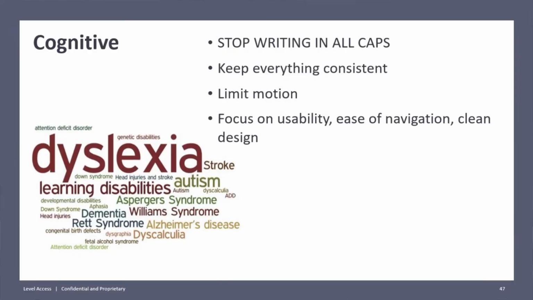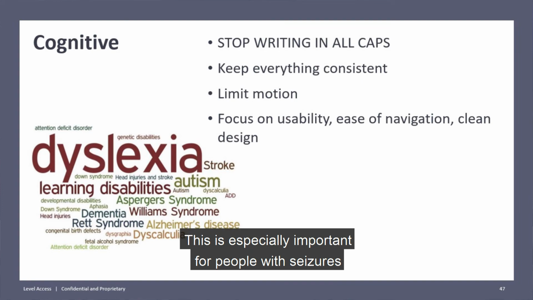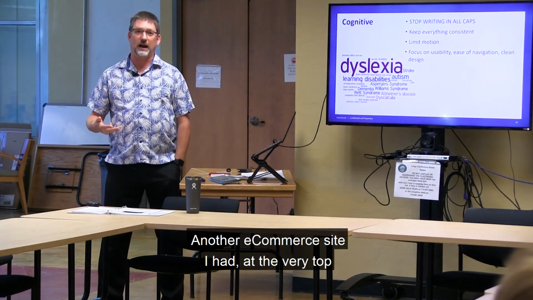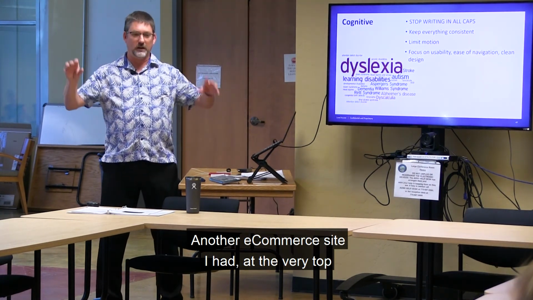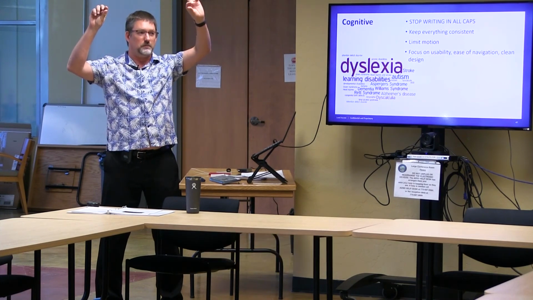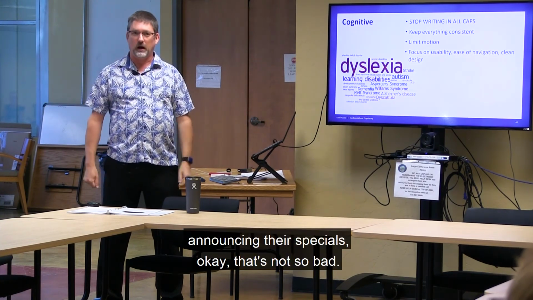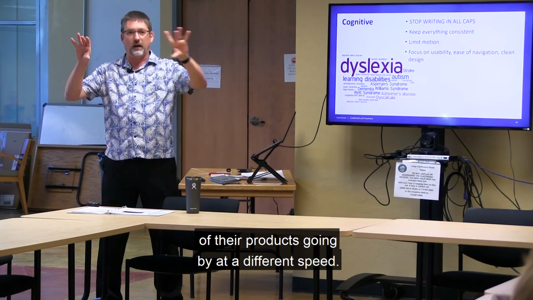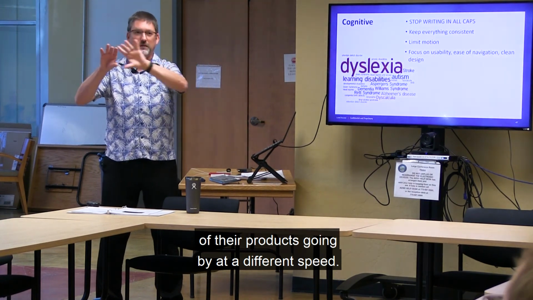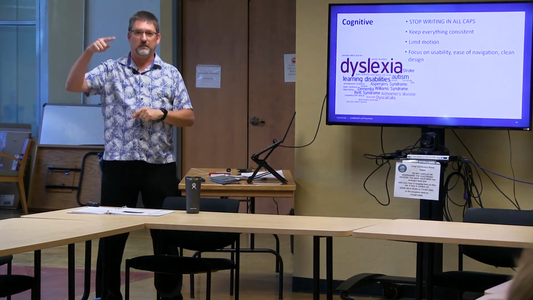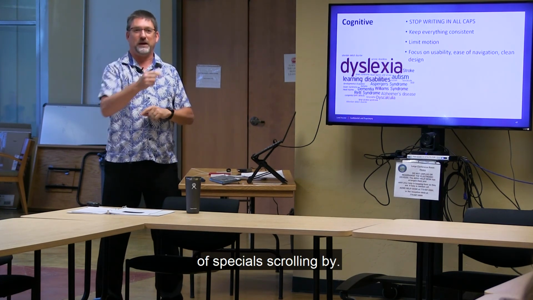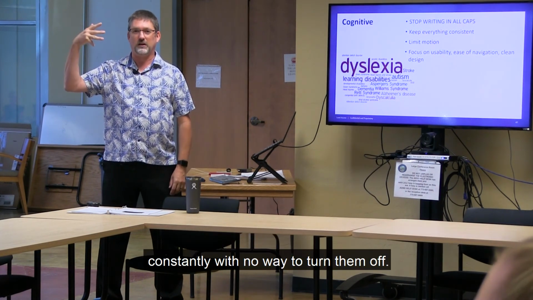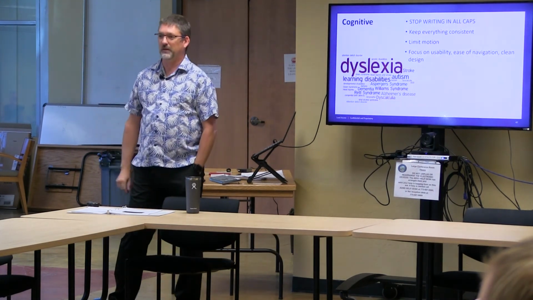Limit motion. This is especially important for people with seizures and stuff like that. Another e-commerce site I had, at the very top, they had a little thing that was scrolling by announcing their specials. Okay, that's not so bad. Then below that, they had a slideshow of their products going by at a different speed. Below that, they had another thing of specials scrolling by. So they had 3 things moving at different speeds constantly with no way to turn them off.